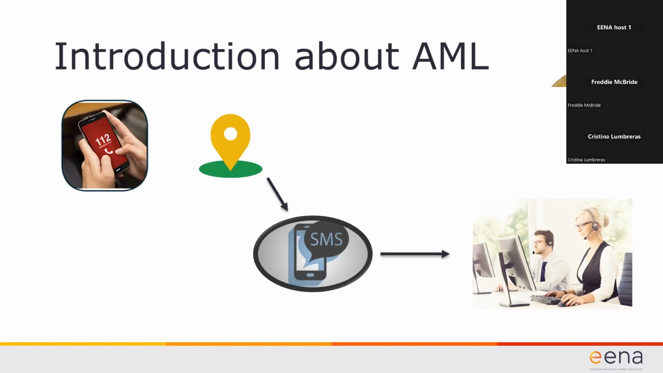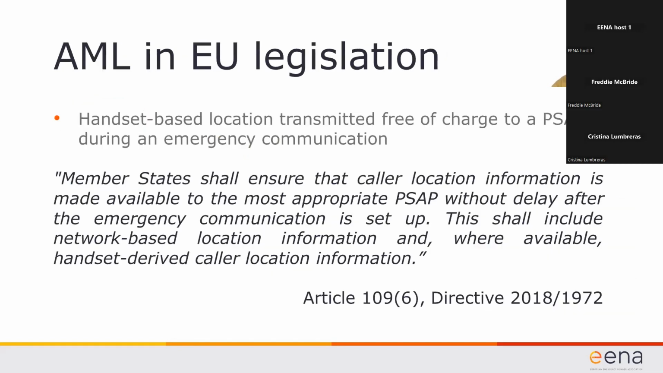Of course, you'll find more information about the technology on our website, eena.org/AML, and also by just listening to this webinar. Just to add a few additional pieces of information, AML is already in the EU legislation. There are a few points in the legislation that are related to AML. First of all, the main point is in the European Electronic Communications Code, which was adopted in 2018 and requires basically all the emergency communications to be located. And emergency communications means emergency calls, but not only. It also means the SMS, for instance, that can be used especially by people with disabilities, but also by other end users to contact the emergency services. These should also be located. And as you can see here in the legislation, this location, first of all, should be transmitted free of charge. And it should include both the network-based location information and the handset-derived caller location information, which is what AML is about.